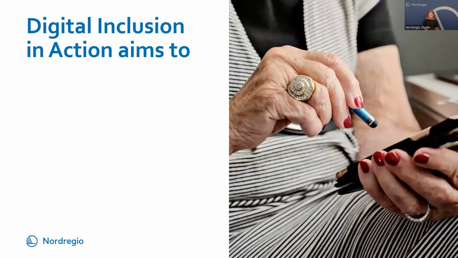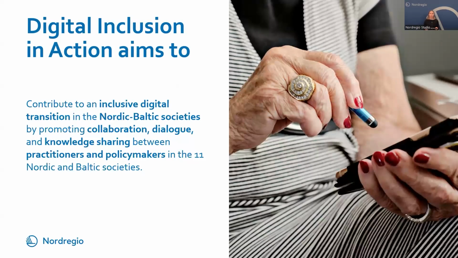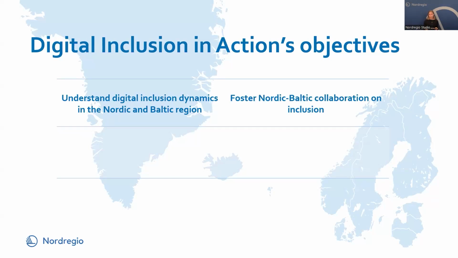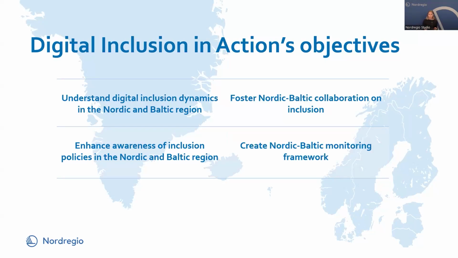So with this project, we aim to contribute to an inclusive digital transition in the Nordic and Baltic societies by promoting collaboration, dialogue, and knowledge sharing between practitioners and policymakers in the 11 Nordic and Baltic societies. To break down this aim, we have 4 objectives, and they are to understand digital inclusion dynamics in the Nordic and Baltic region, to foster Nordic-Baltic collaboration on inclusion, to enhance awareness of digital inclusion policies in the Nordic and Baltic region, and to create a Nordic and Baltic monitoring framework.